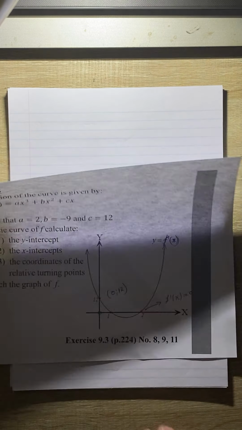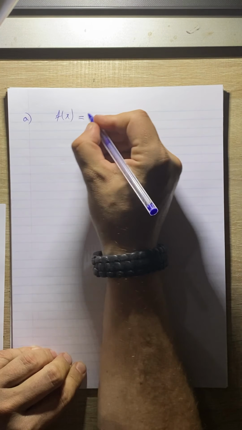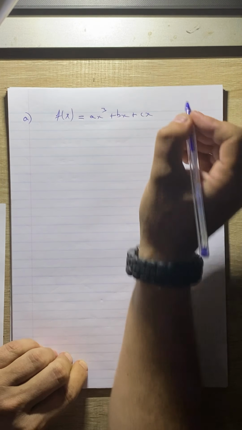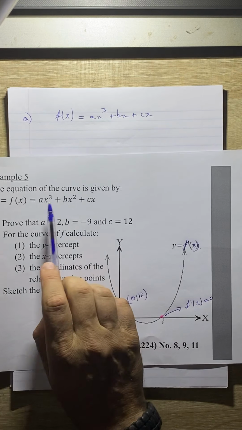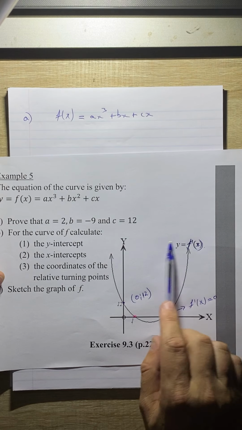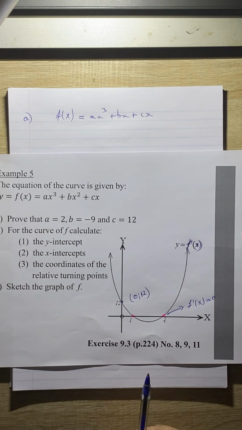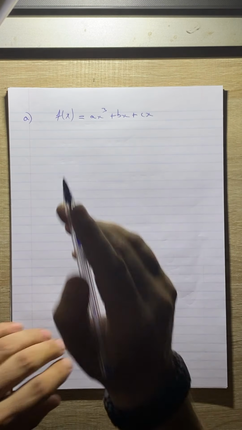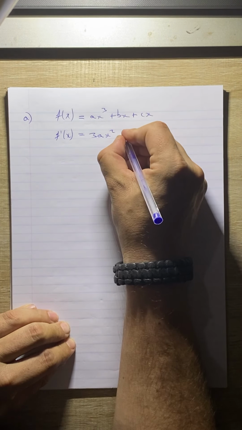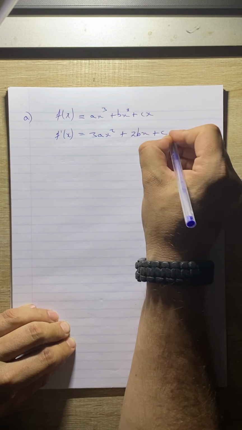So let's have a look at question A. We've got f of x is equal to ax cubed plus bx squared plus cx. What I'm going to do, grade 12s, is I'm going to differentiate this thing. And the reason why I'm going to differentiate it is because I have my first derivative graph. So all of this information in this graph relates to the first derivative, not to the original one. So let's differentiate this. f dashed of x is equal to 3ax squared plus 2bx plus c.